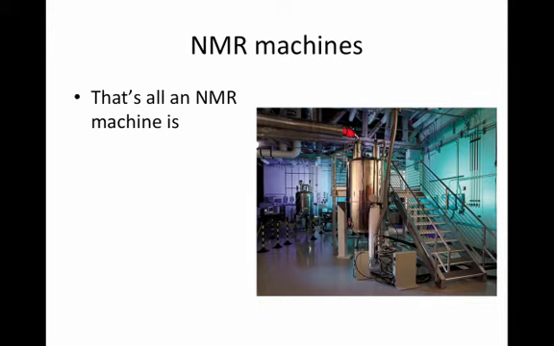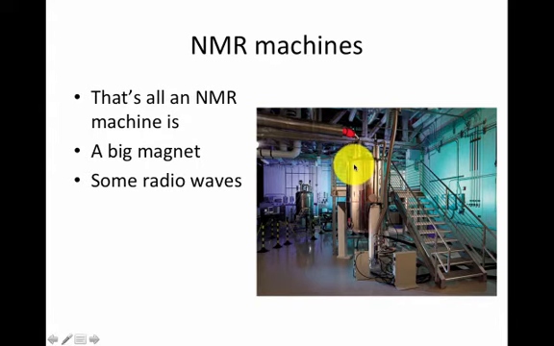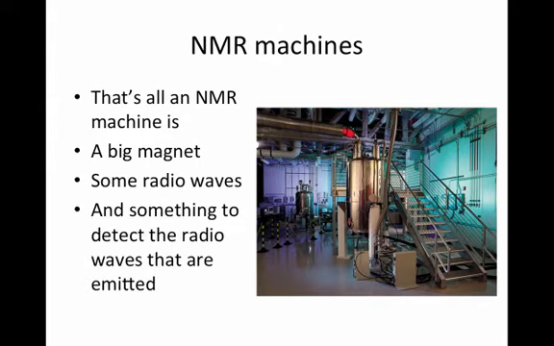NMR stands for nuclear magnetic resonance. So we just saw that the nuclei are magnetic, and then we just saw them resonating between the two states, between up and down. We have a big magnet, and this is all you need to know about how an NMR machine works. You have a big magnet. Inside it you have a source of radio waves, and then something detects the radio waves that are emitted from the atoms. This is a very large one, and you can see in the background there is another smaller one over here.